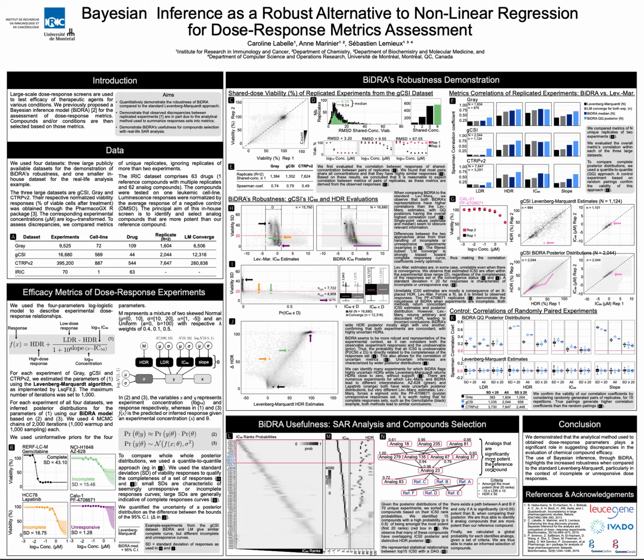Finally, we calculated a global probability for each identified analog, giving a set of criteria listed here. We are thus now able to make an informed selection of compounds.